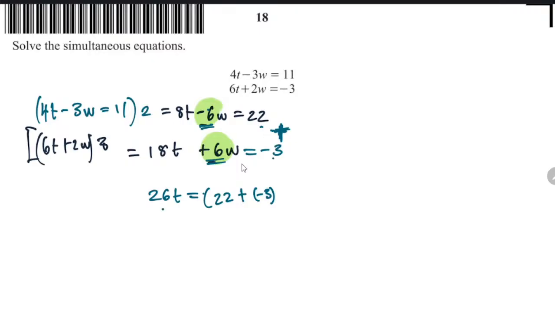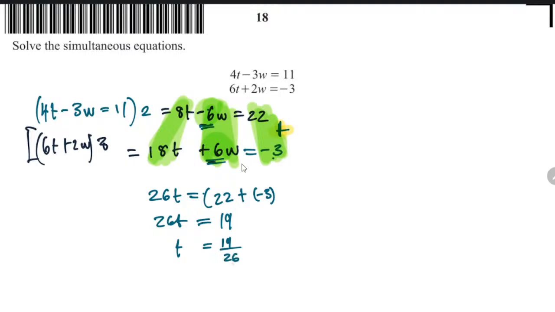We add them. We get 26. Then you say 22 minus 3. Okay? It's 22 plus minus. Look. These ones cancel out each other. These ones cancel out each other. The t's, they add to each other. The w's, they add to each other. The numbers, they add to each other. So the t's you say 8 plus 18, you get 26t. Then minus 6 plus this, you're going to cancel out. Then you now say 22 minus 3. Okay? This is 19. Now you take t will be equal to 19 over 26. Are we together?